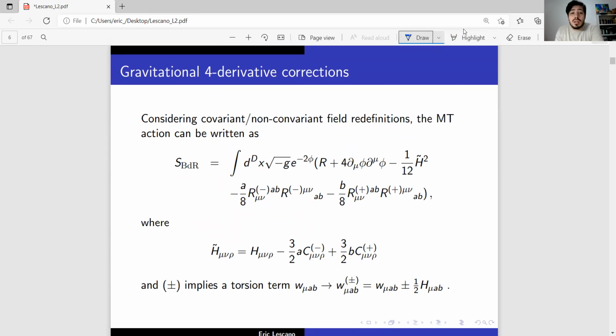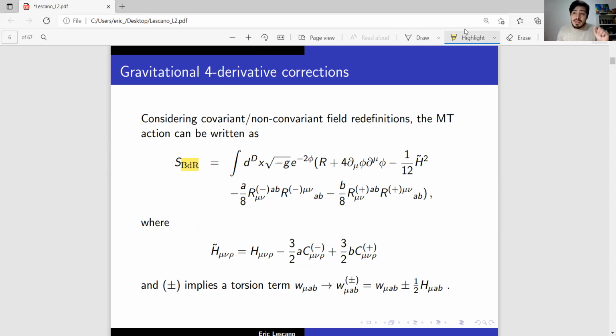So if we consider covariant and non-covariant field redefinitions, we need both field redefinitions. We can change the form of the Metsaev-Tseytlin action and write that action in this way. This is the Bergshoeff-de Roo action. It contains the same information.